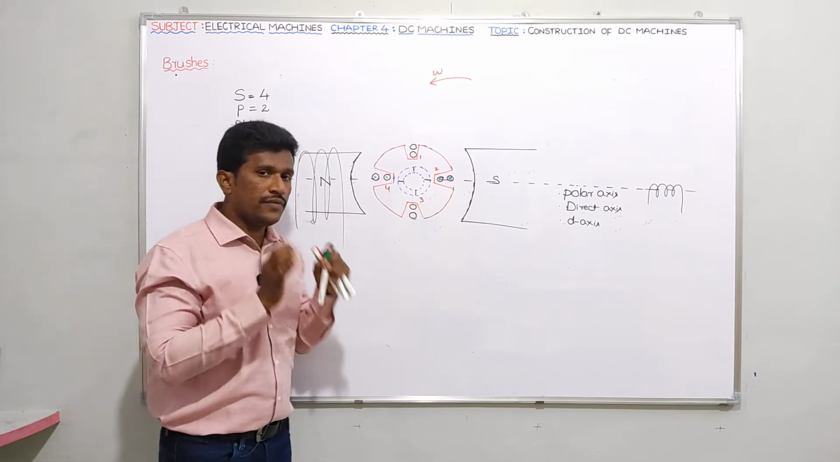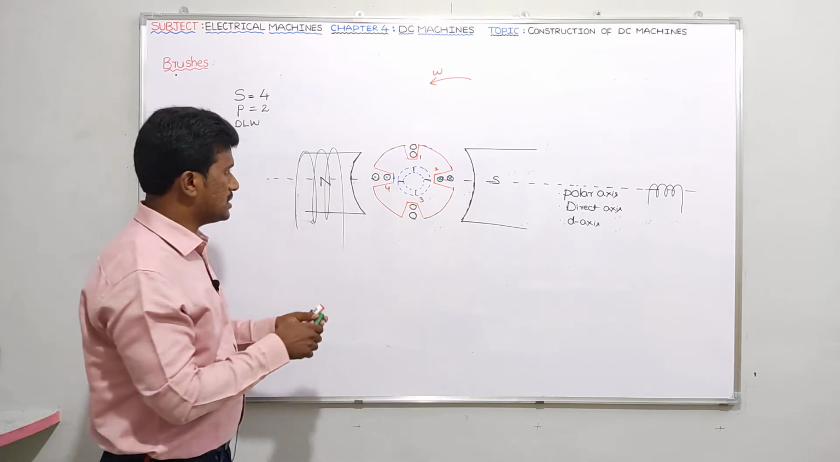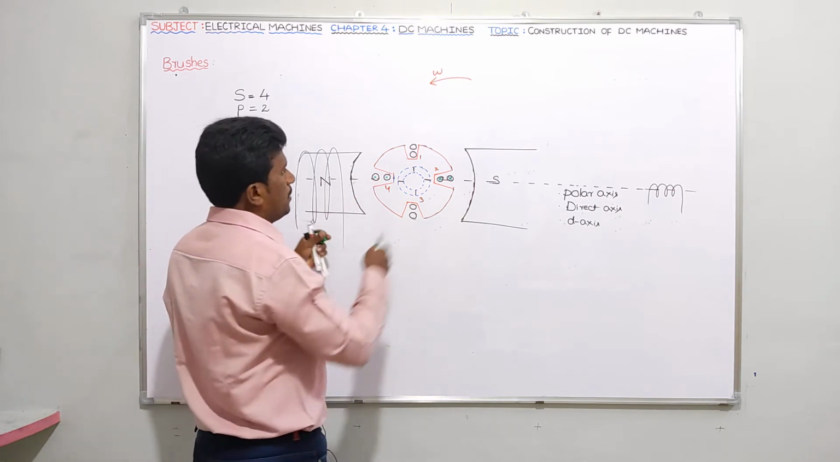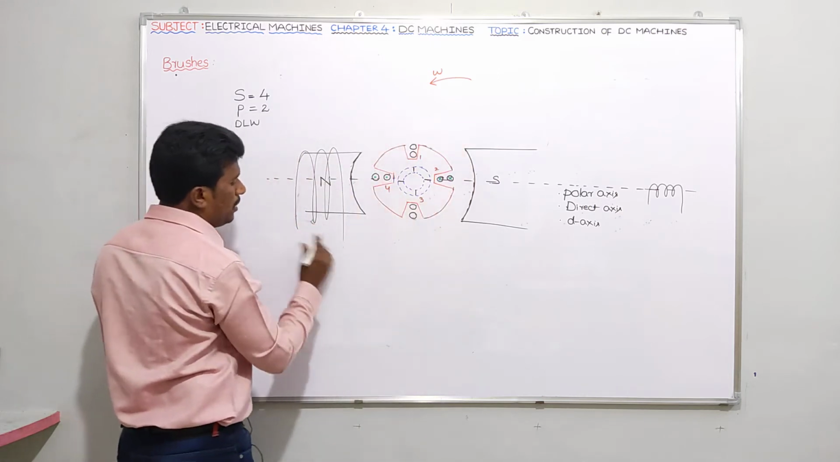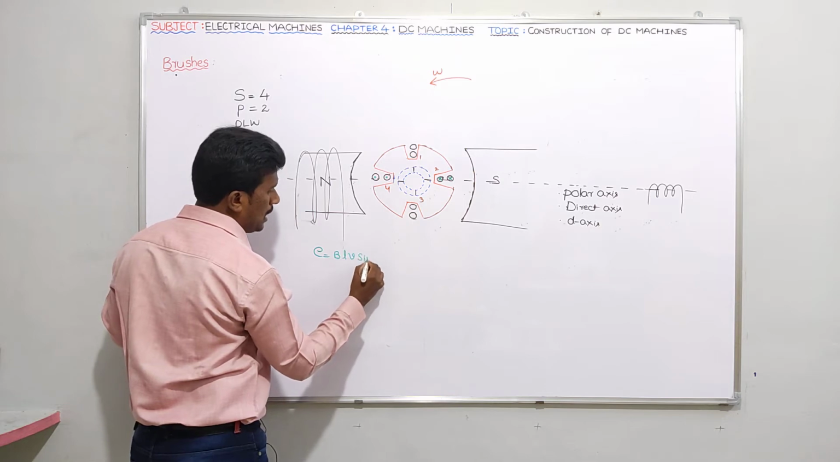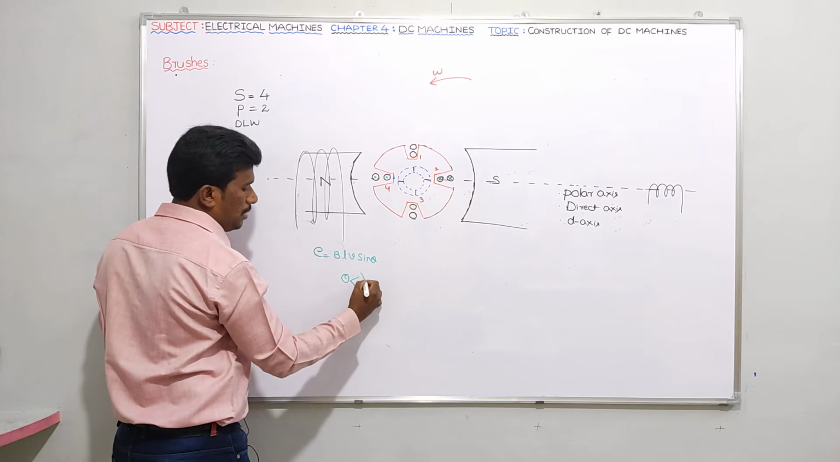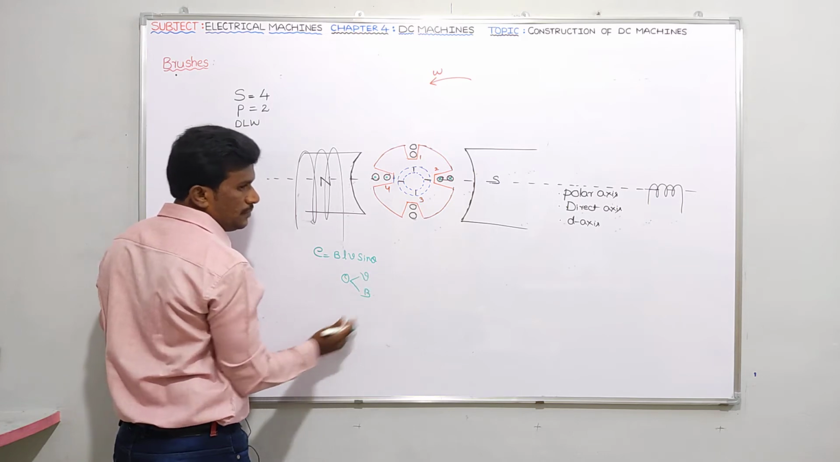See, guys, I had given an explanation for this in the previous video. Otherwise, let me explain once again. There is no need to be confused. What is the formula for dynamic EMF? E equals BLV sin theta. Here theta is the angle between linear velocity and magnetic flux density.